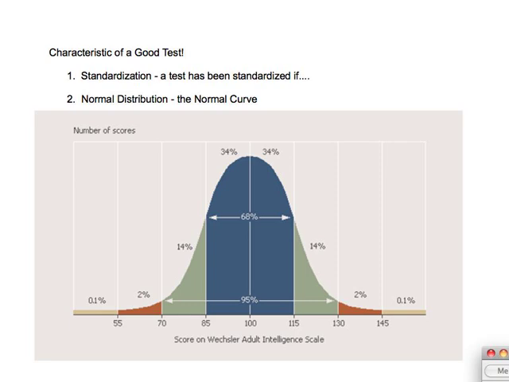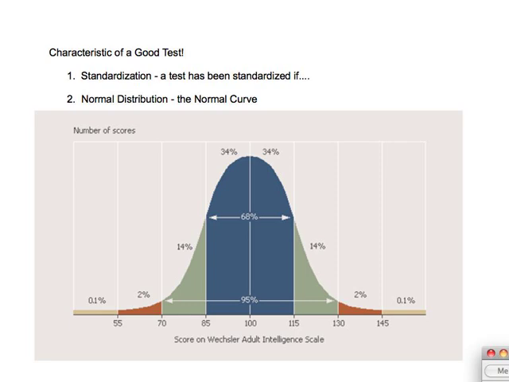For the normal curve, what's most important to recognize, of course, is that it's symmetrical, so that the mode, the median, and the mean are all exactly the same. Intelligence tests usually operate on a scale of 100, where 100 is the average score. So more people are going to score 100 on an intelligence test than any other score. And there's an equal number of people above 100 as there are below 100.